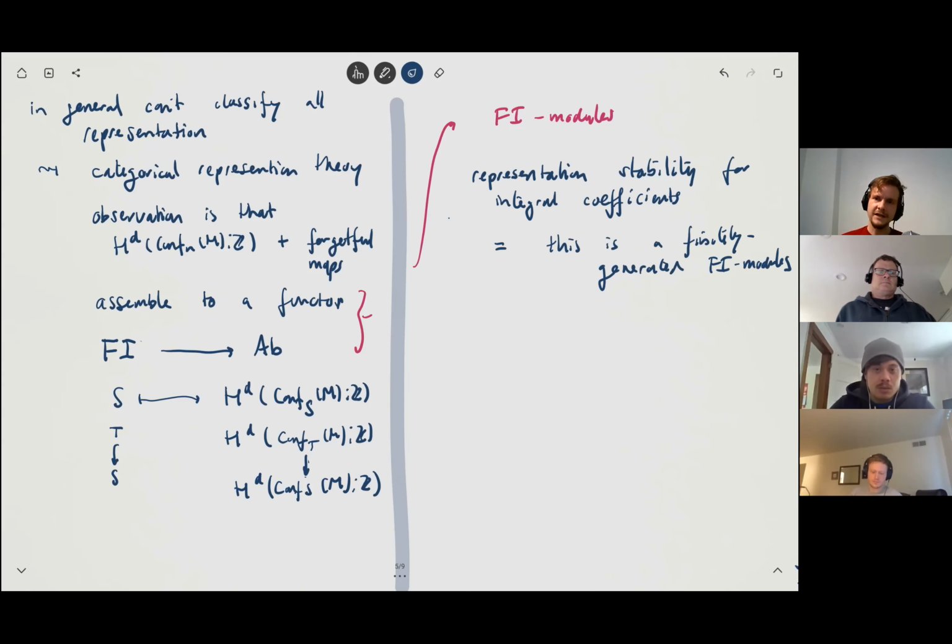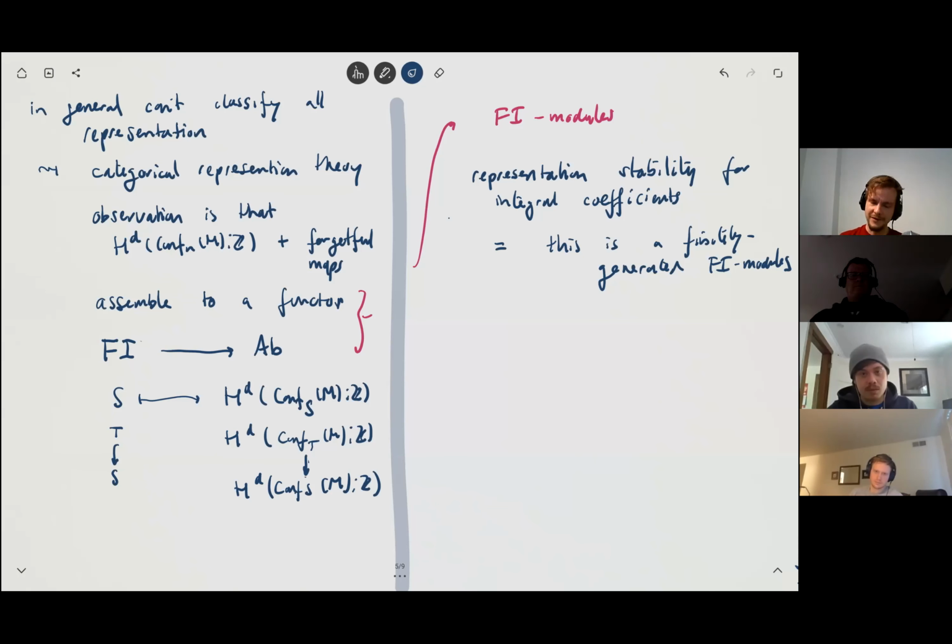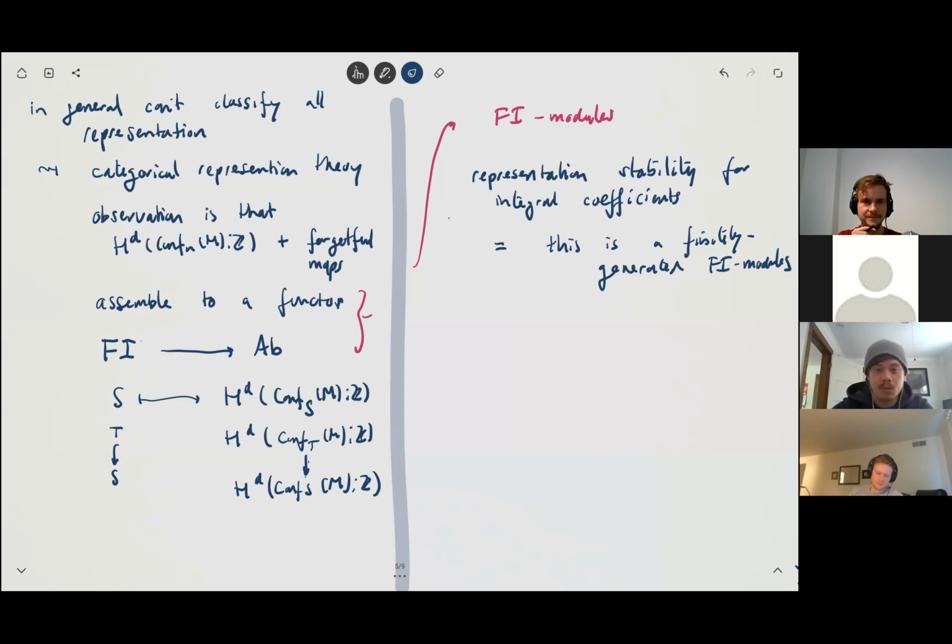And so if you want to prove a result like this, it's helpful to have a good understanding of the category of FI-modules. For example, to know that it's Noetherian. A lot of papers in this field end up also proving these types of categorical representation theory results. It's a theorem of Church, Ellenberg, and Farb that the cohomology of configuration spaces of a manifold, with integral coefficients, is a finitely generated FI-module.